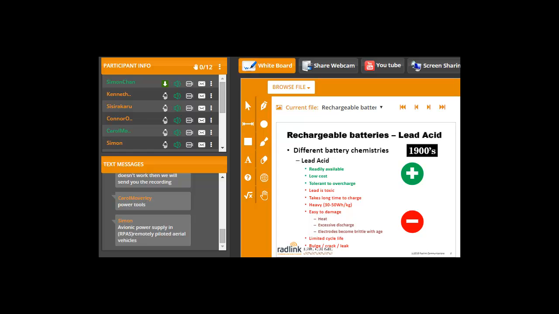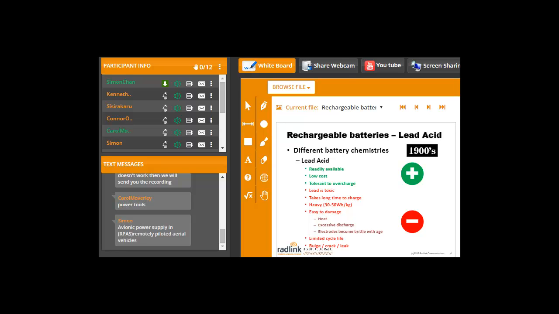So let's look at the next chemistry. Before lithium batteries came along, there were a lot of nickel-based batteries. In the early 1950s, we saw the beginning of nickel-cadmium batteries. But once again, nickel-cadmium carries a toxic chemical, cadmium, which means it's not exactly environmentally friendly.